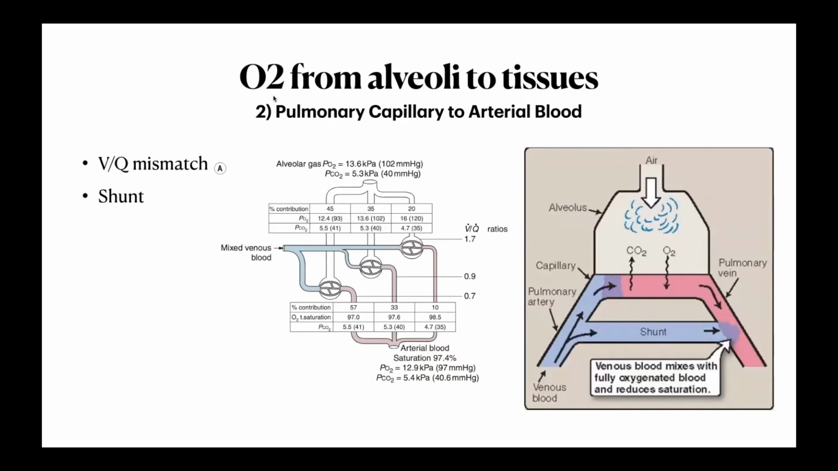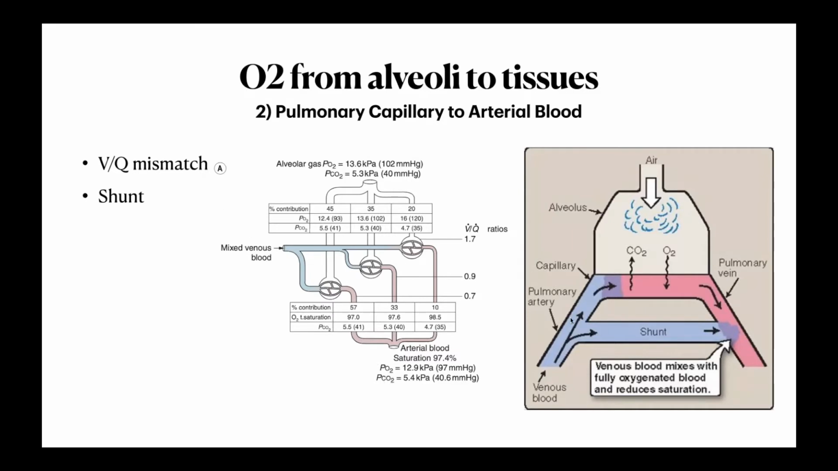Now, the second part is from going from pulmonary capillary to arterial blood. So this is where we talk about mixing. And the first component is VQ mismatch. I've given you this diagram here just to illustrate what I mean by mixing. So you've got mixed venous blood here, and it goes through different types of alveoli with all different types of VQ ratios. And ultimately, they all come back to the arterial blood where they all mix together to give you one final result. Okay, so this is how VQ mismatch dilutes your arterial oxygen saturation.